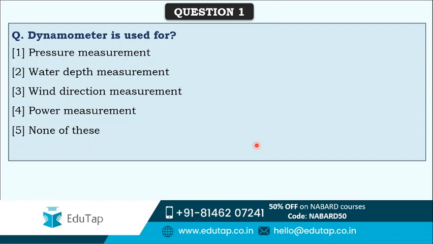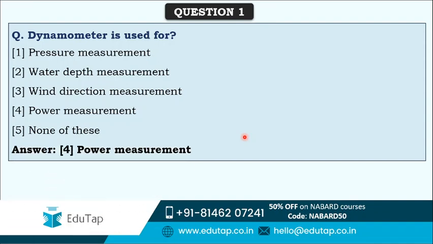So first question is, dynamometer is used for what? Dynamometer is a very commonly known equipment. Now you have to tell me what it is used for. Options are: first, pressure measurement; second, water depth measurement; third, wind direction measurement; fourth, power measurement; or fifth, none of these. It's a very easy question actually. Dynamometer is used for what? Pressure measurement, water depth measurement, wind direction measurement, or power measurement.